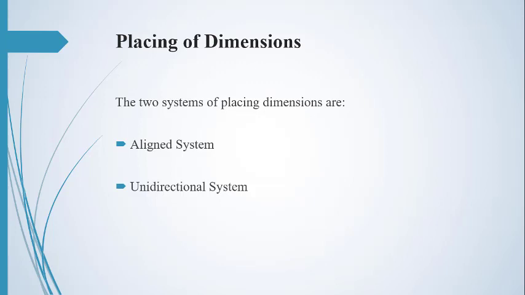Now placing of dimensions, that is how we can place the dimensions. There are two systems of placing dimensions. The first one is the aligned system and the other one is known as the unidirectional system. Here it's clear from the name that this is the aligned system. On the other hand, here you can see that the other system is the unidirectional system.